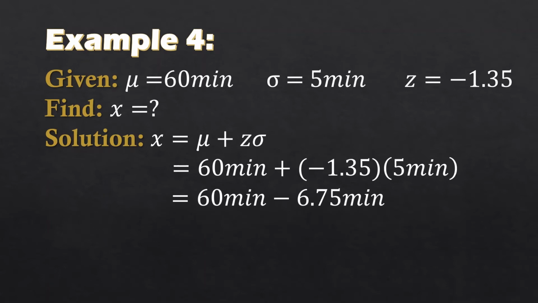So negative 1.35 times 5 is equal to negative 6.75, and it will be added to 60 minutes, which is the average. Then 60 minus 6.75 is equal to 53.25 minutes. That means this is the time it will take for the cell to divide in mitosis.